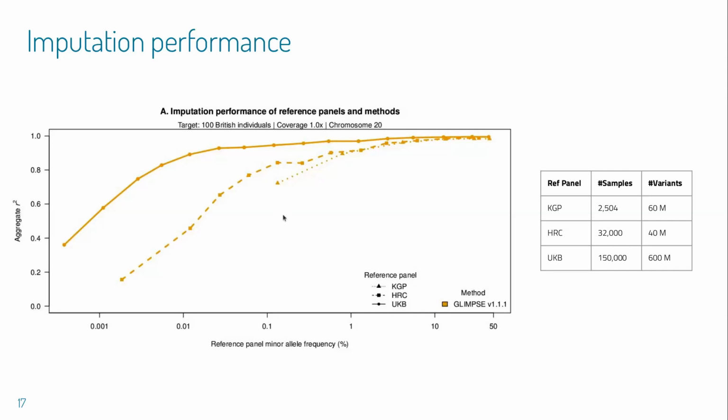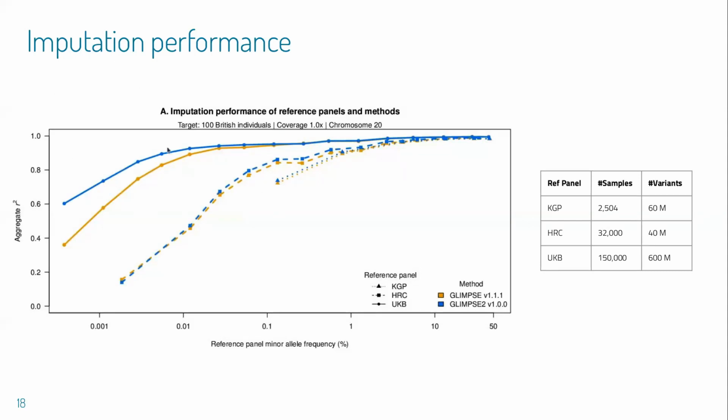And this is using GLIMPSE version 1, but when we bring GLIMPSE version 2, we are able to even further improve the accuracy at rare variants, especially for the UK Biobank reference panel. And this is possible because now we have such a sparse model to represent the data that we can relax some computational constraints we had on the GLIMPSE1 model. We are able to use many more states, and this will improve the accuracy at extremely rare variants.